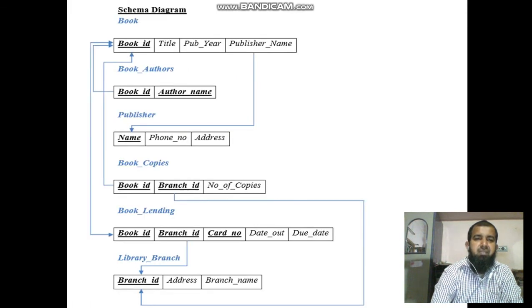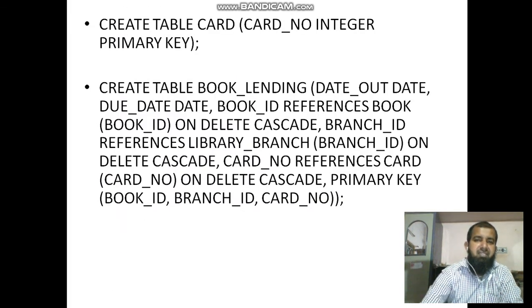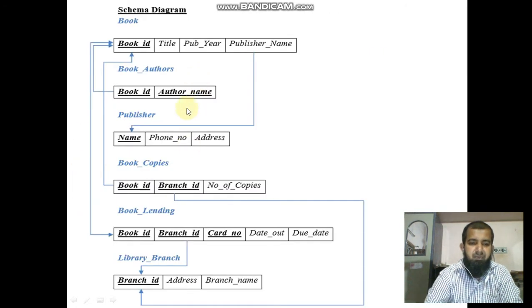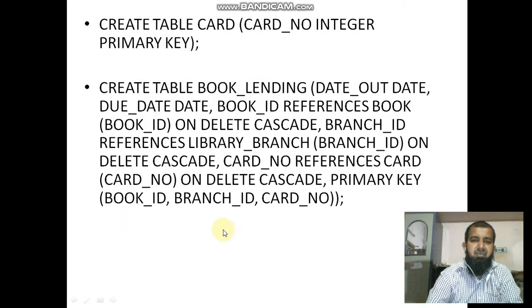Next, create table card, with card number integer primary key. So here card number is the primary key. The last table is book lending. Book lending contains what? Book ID, branch ID, card number, date out and due date. Book ID, branch ID and card number are the primary keys. Date out and due date are of data type date.